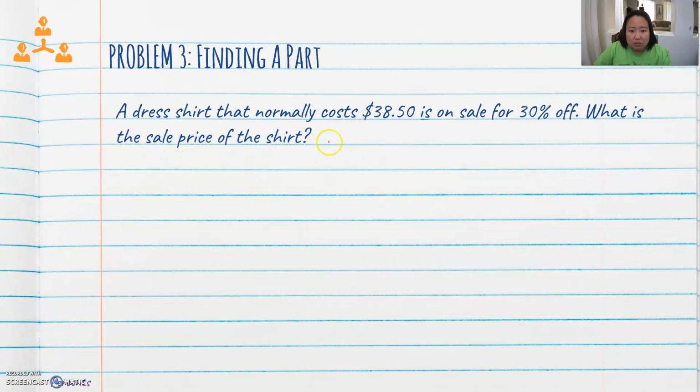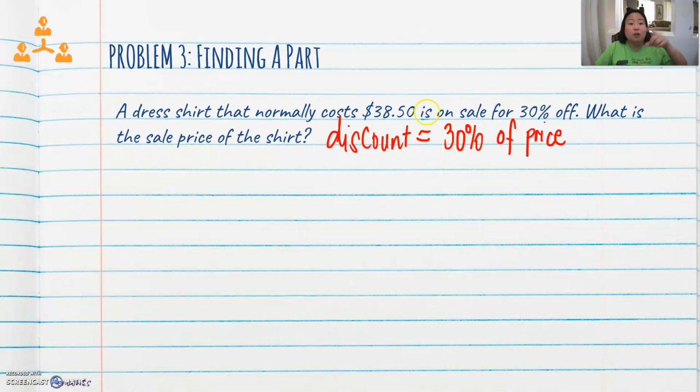So the discount is actually coming from 30% of the actual price. Okay, so if we are looking for the discount, it is not the sale price. Just remember that the discount is the amount that will be deducted from the original cost. So in this case, our discount is going to be 30%.